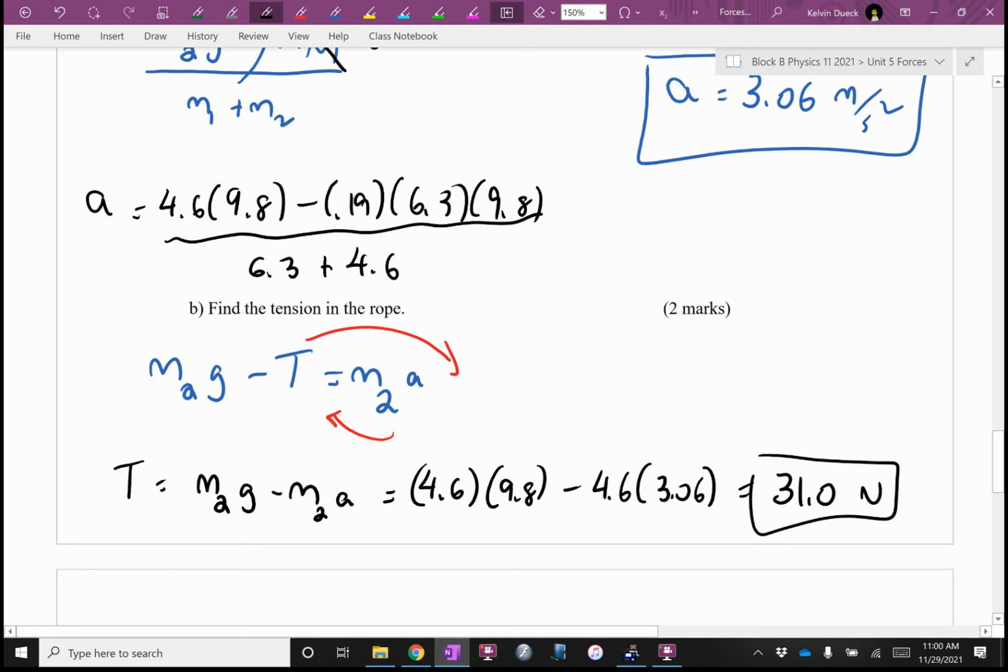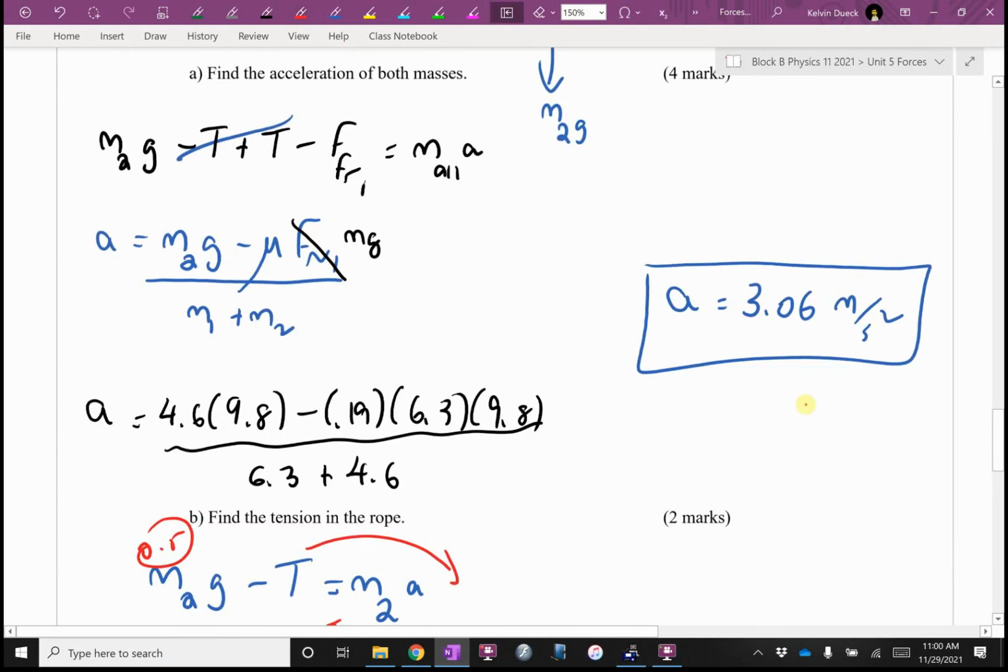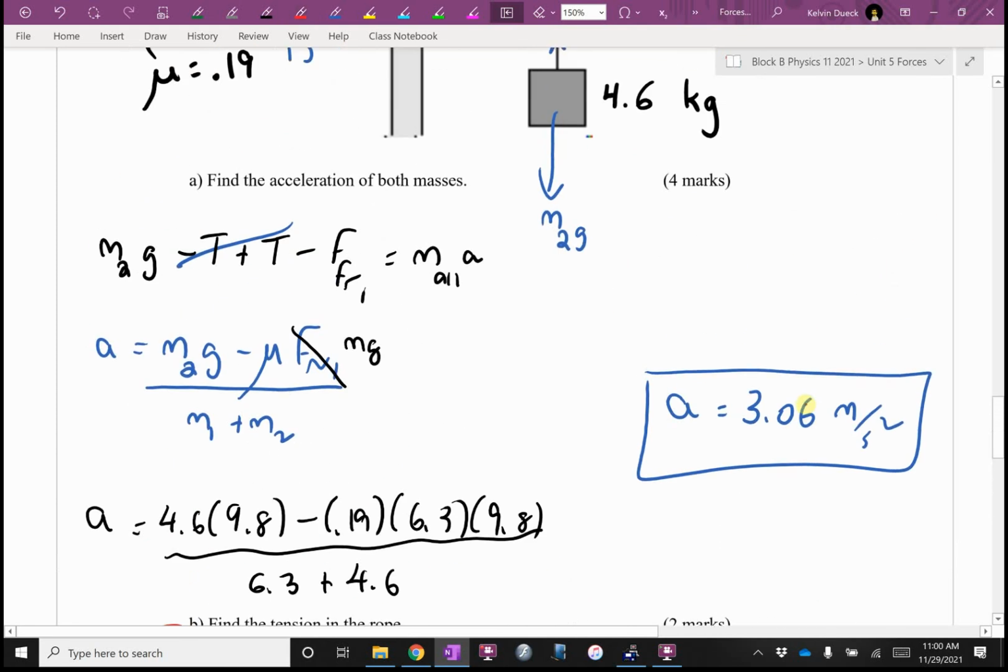If you got that, 2 out of 2. Otherwise, I would give you half mark for that, half mark for that, half mark for that, half mark for the answer. I think I forgot to do the part marks for this one. So for 4 marks, I'd probably go 1, 2, 3, 4, something like that.